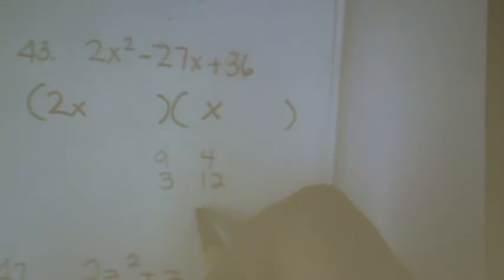So let's try 9 and 4. Now we want it, again, negative. So negative 4 and negative 9. Let's try that. Well, this is going to give us 18 minus 4, which is not going to give us negative 27. What about if we switched them? I don't think that's going to work.